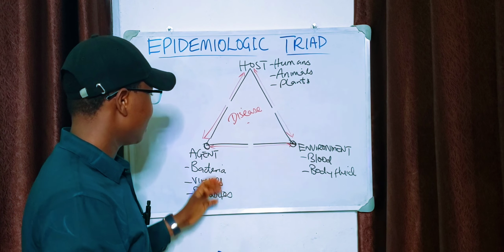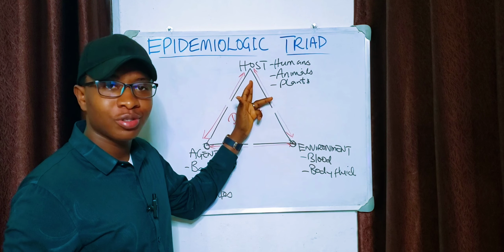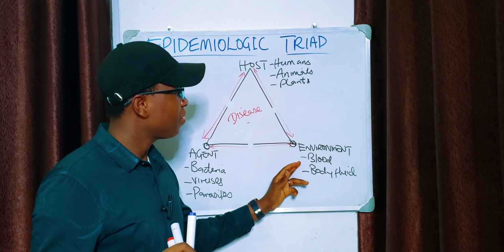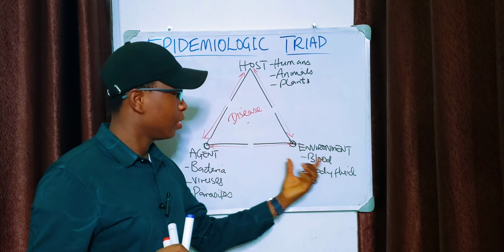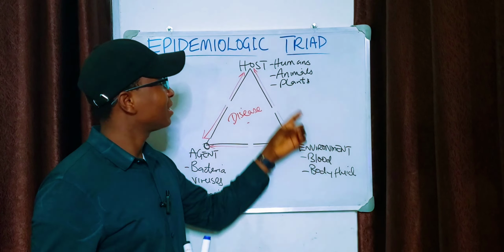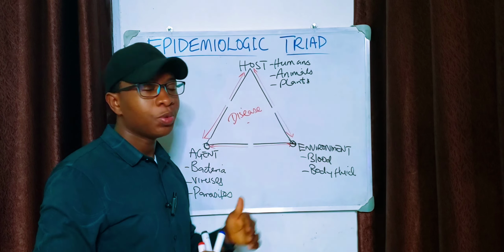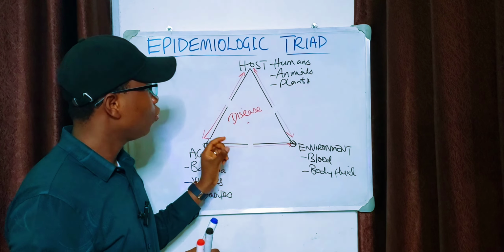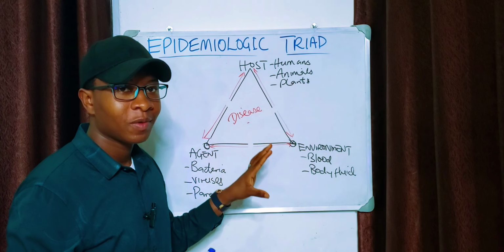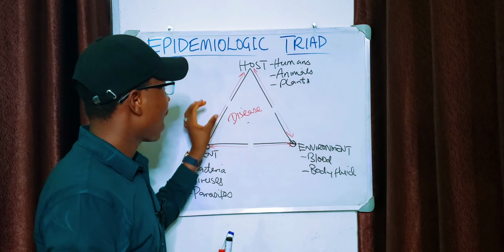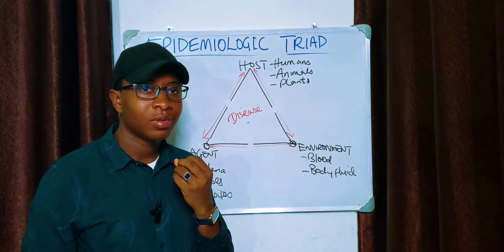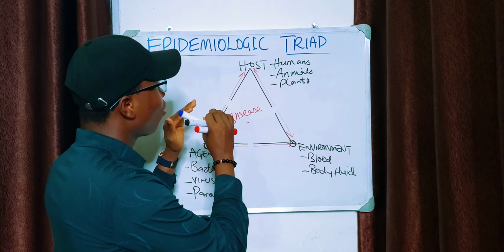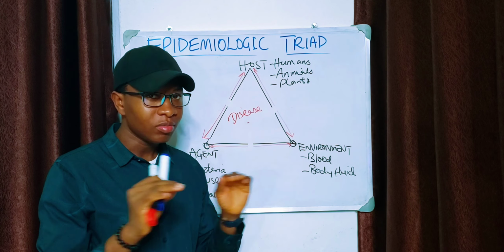Okay, so if I prevent the agent from getting to the host, there will be no disease. The host will not suffer. If I prevent the agent in the fluid from getting to the host by cutting this chain here, the host will not suffer. Okay, so the whole idea is that epidemiologists just look for a part of the triad. Once they discover the triad, they look for a part of that triad and break the connection. Once that is done, then the whole disease will be cut off.